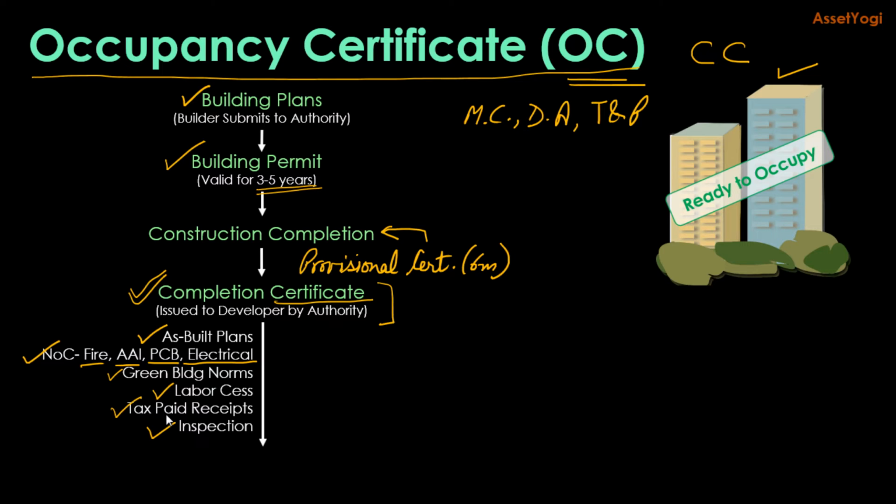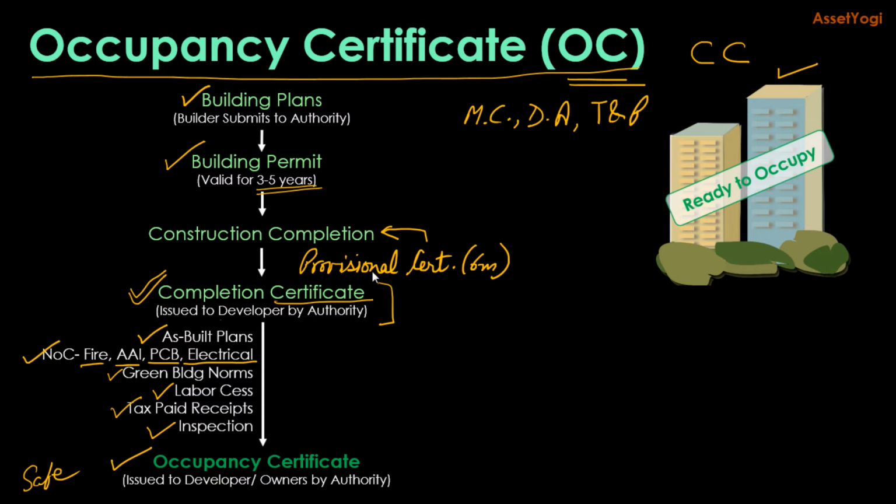and check whether the building is constructed as per the approved plans and whether they have violated any regulations related to fire or any airport regulations, pollution control board, green building norms. So after it ensures that all these norms are not violated, then only they will issue the occupancy certificate. So the authority has to ensure that the building is absolutely safe for occupation.